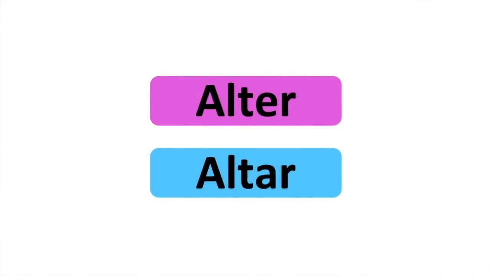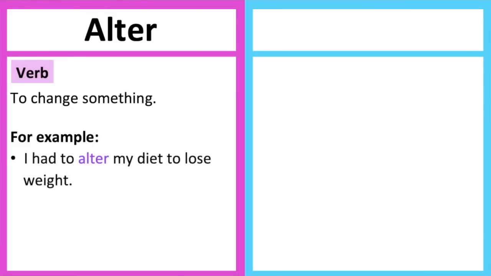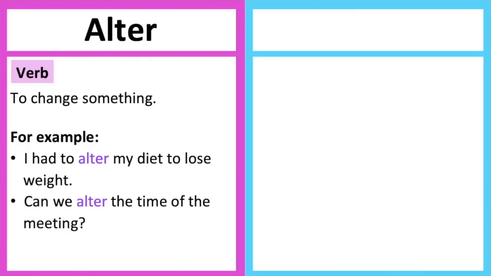Alter, altar. Notice that they have the same pronunciation, but the meanings are different. Alter is a verb. It means to change something or to make something different. For example, I had to alter my diet to lose weight. Can we alter the time of the meeting?